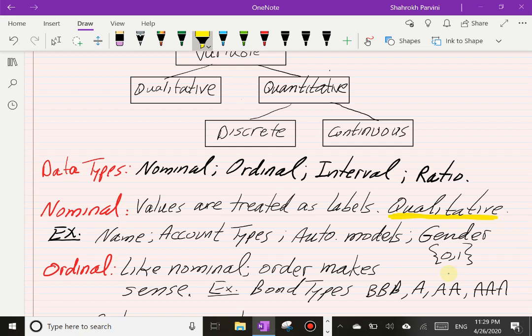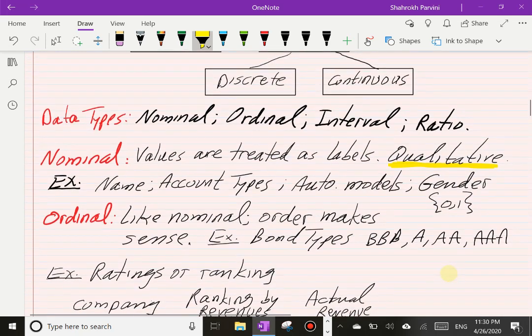So order makes sense. Another example of ordinal data would be a person's preference about something, or a person's agreement on something. You could, let's say, strongly disagree on something. You could disagree on something. You can agree to something or strongly agree to something. So as you go from left to right, from strongly disagree to strongly agree, you have more of an agreement in each level of agreement. So that would be an example of ordinal data.